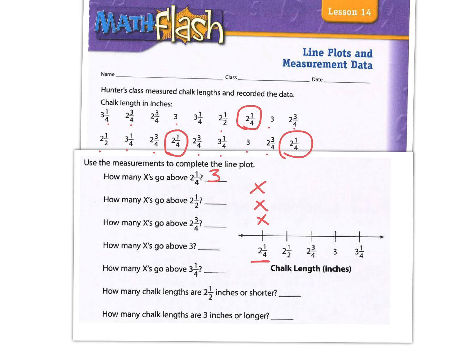So let's look at 2 1/2. How many x's go above 2 1/2? Let's count and find the 2 1/2. 1, 2, just 2. So then we would go 1, 2. All right, so now what you're going to do is you are going to finish the rest of this.